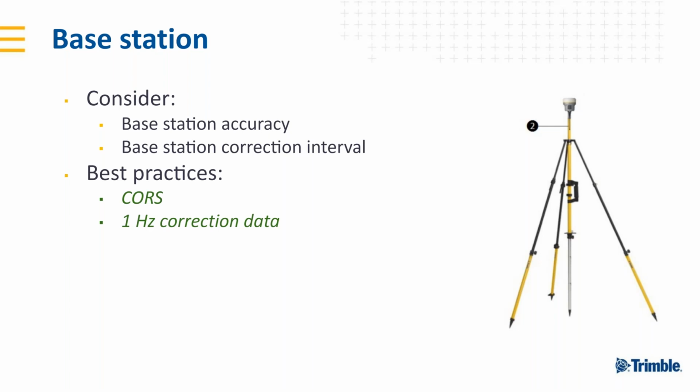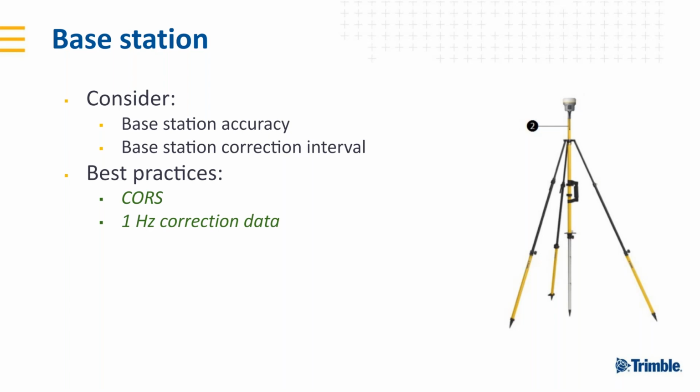Another thing you have to consider is the base station correction interval. So at what rate does the base station get corrections or give corrections to our roving receiver?